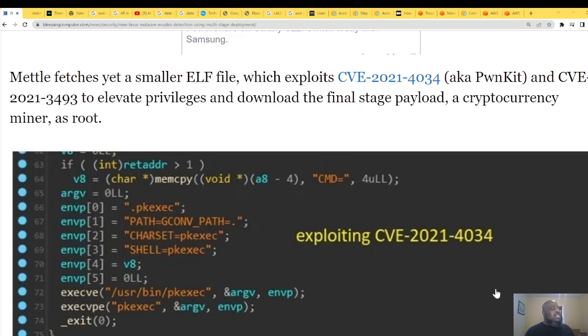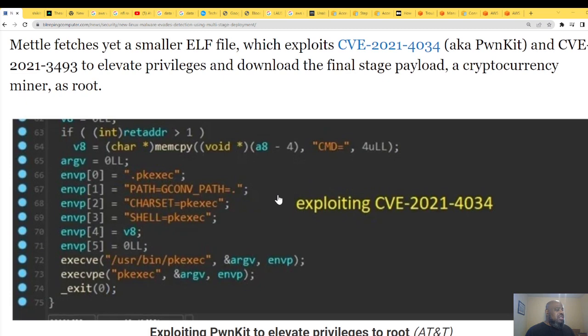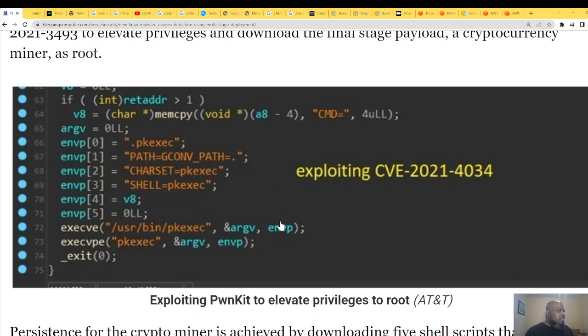Metasploit fetches yet a smaller ELF file, which exploits the CVE-2021-4034, which is the PwnKit, and CVE-2021-3493 elevates privileges and downloads the final payload, a cryptocurrency miner, as the root, right? So they're trying to make money, right? So you can encrypt it, mine it, or do both, right? So once again, that's that block of code. It shows you the CVE-2021-4034. So obviously that's been out since 2021.